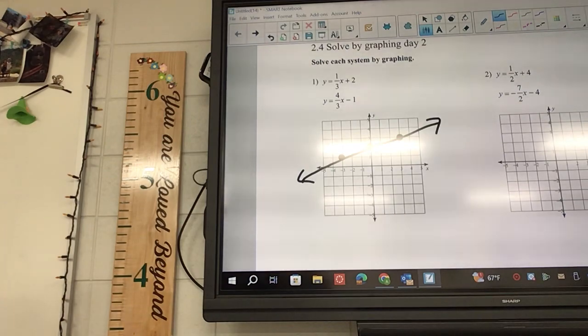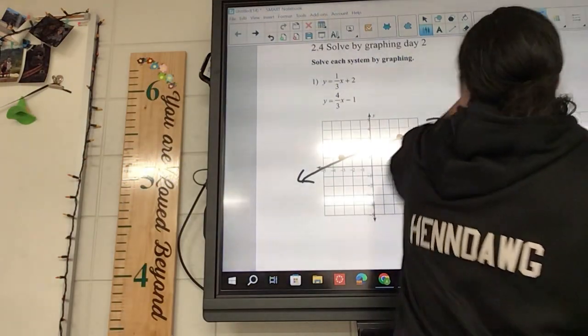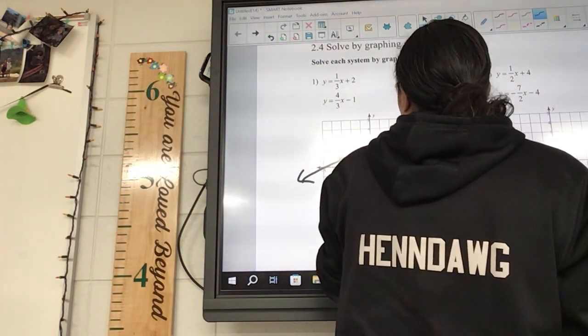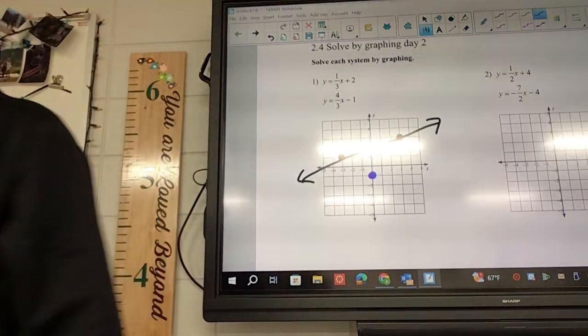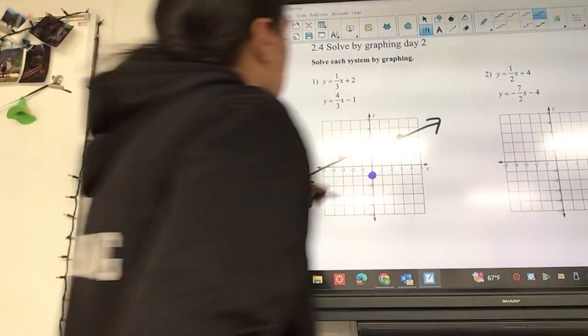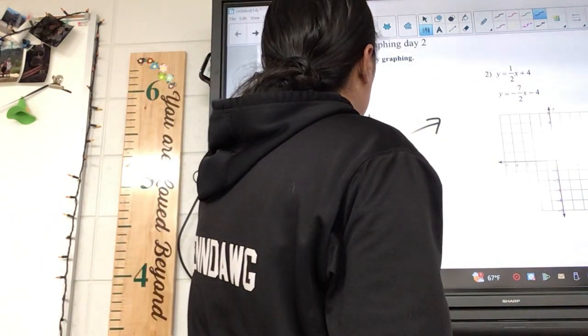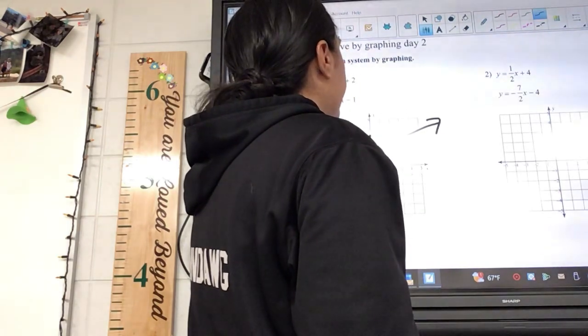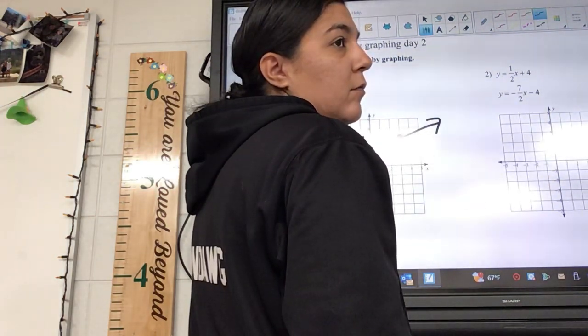Line 2, where does it start? -1. Okay, and what is the slope? What's the slope? 4 over 3. 4 over 3. So we're going to go up 4, 1, 2, 3, 4. And if you don't know, you're going to go over 3. Well, which one makes sense?